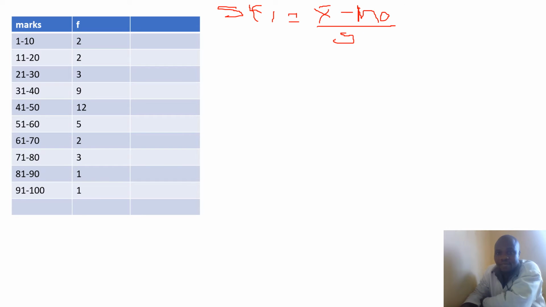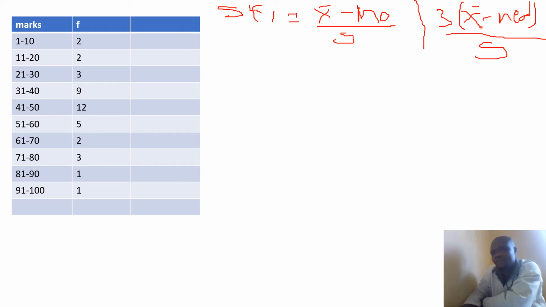And still you can get it by using the formula. As the skewness, you can get it by using 3, you multiply by the mean, and then you subtract the median, and then all this you divide by the standard deviation. Still, this is also another formula that we can use. So in our case, we can use all of them.